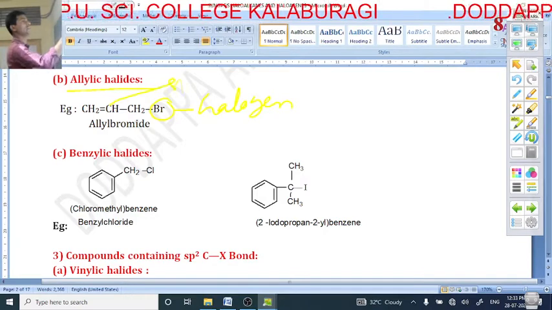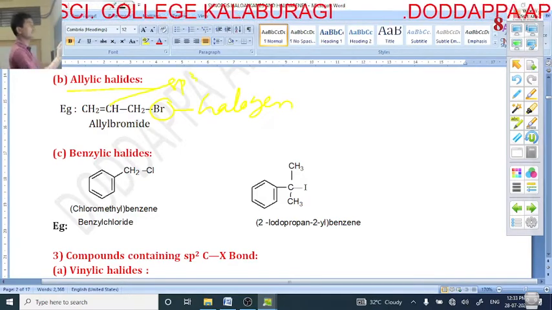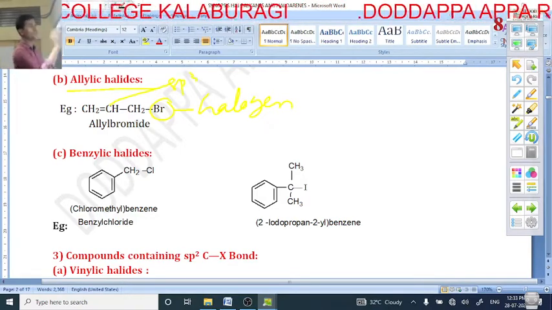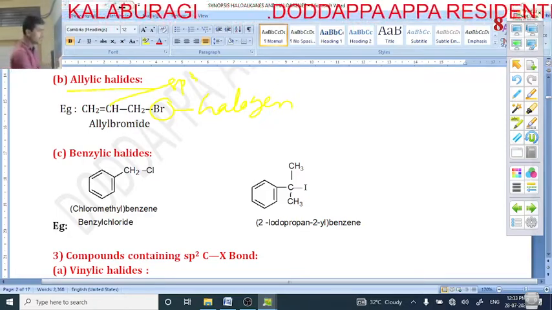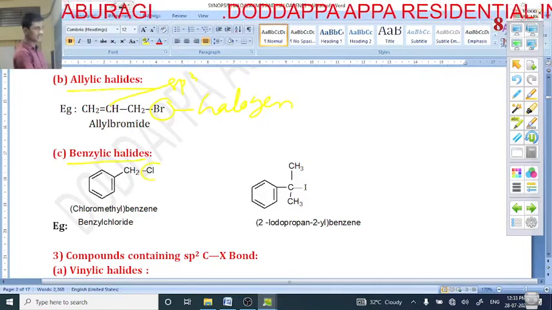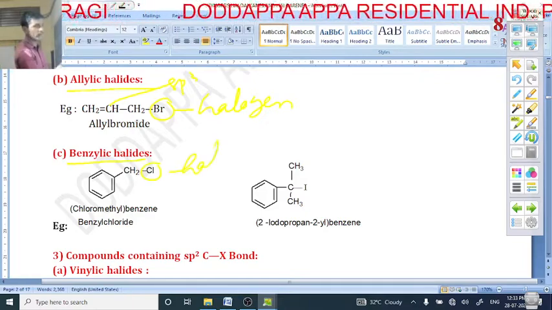The halogen is attached to what? An sp3 carbon. Next is what? A carbon-carbon double bond. So this type of halide is called what? Allylic halide. And this is called what? Benzylic halide. So this Cl is called what? Halogen.